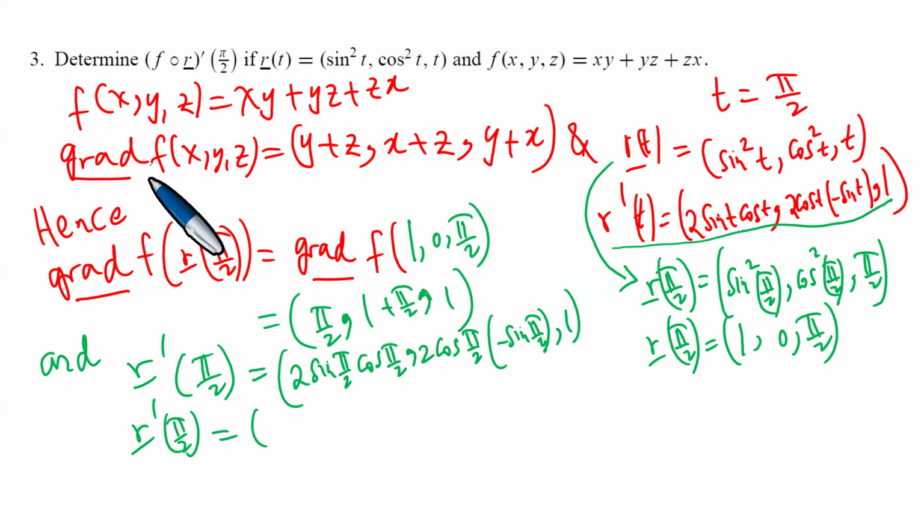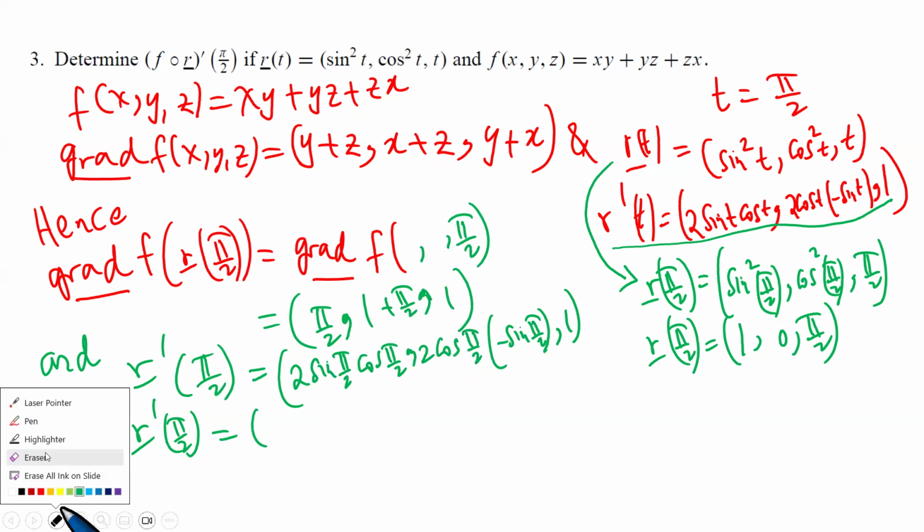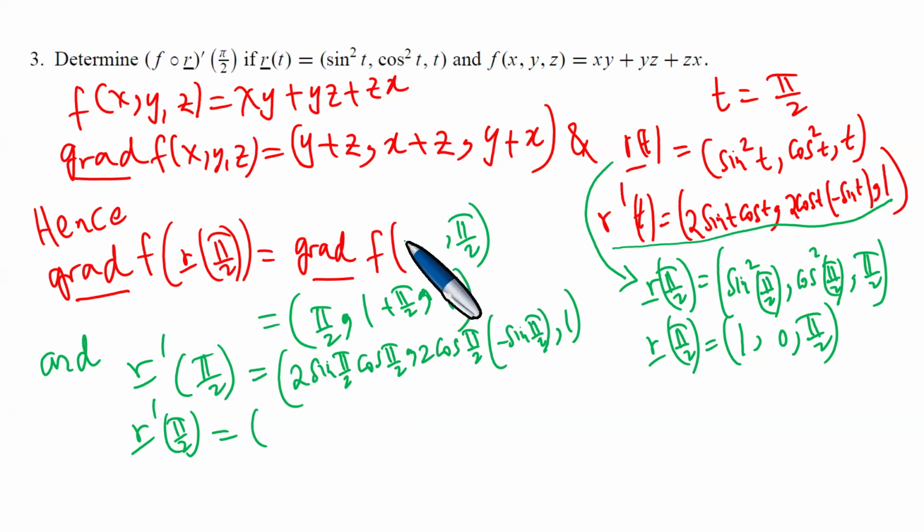Now the gradient here: first we got the gradient in terms of x, y, and z. And the last component, what is it? The last component is y plus x. So if you have x, y, and z, you'd have 1, 0, and pi over 2. And here we have y plus x in the last component, meaning it's just y and x, which are the first two components. If you add 1 and 0, you get a 1.